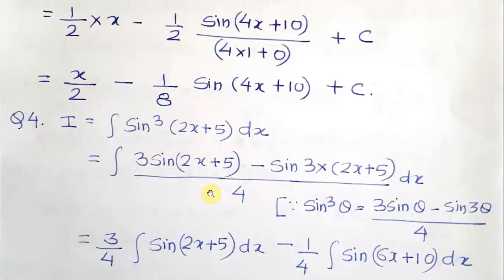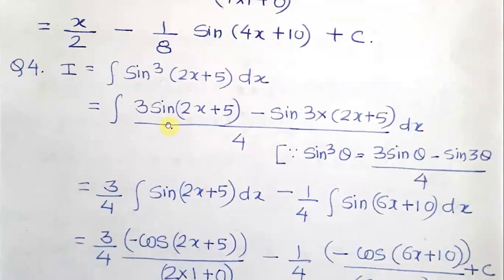Now separate the integration. So 3 upon 4, because 3 is the numerator and 4 is the denominator, comes separately here, times the integration of sine 2x plus 5 dx. In the same way here, 4 is coming only, so I wrote 1 upon 4.